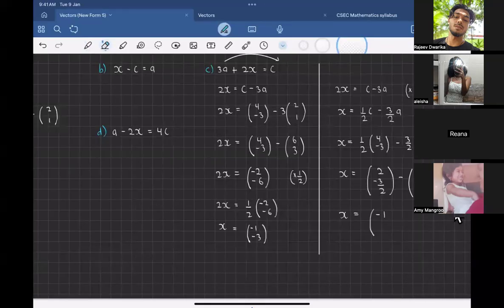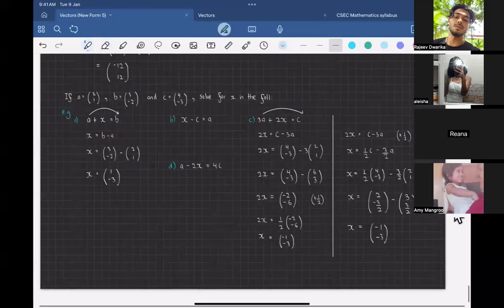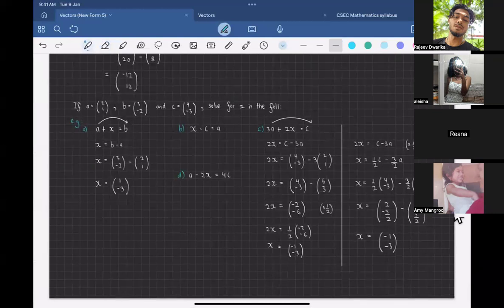So which method do I prefer? The first one, because nobody likes to work with fractions, right? Right, so I do A and C follow. Try B and D now.